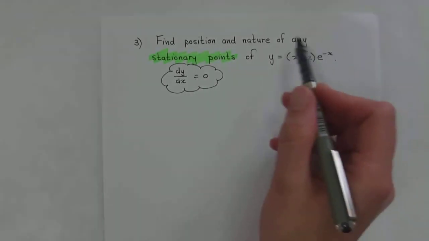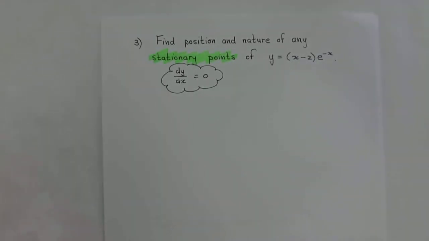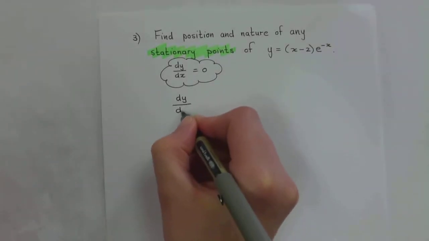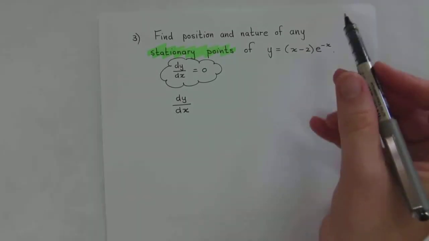So in order to do that, I first need to find the derivative of that function. So I'm going to go and say dy over dx. And let's plan this derivative like we should every single derivative.